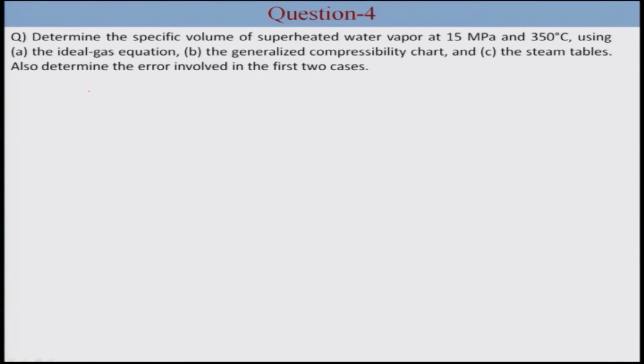So, now we have Z is equal to 0.65. We can apply the equation, that is PV is equal to ZRT.